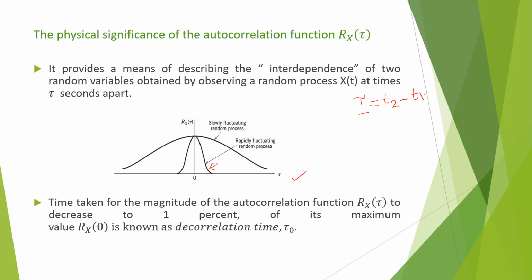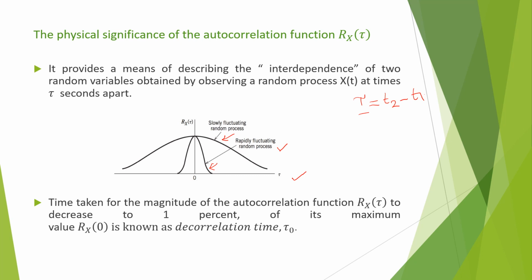From this diagram, in the first curve, the variation in the autocorrelation function is very rapid with respect to tau. Therefore, this is known as a rapidly fluctuating random process. Similarly, in the second curve, with respect to tau, it is slowly varying. That's why this particular curve is known as a slowly fluctuating random process. So this is how we can understand the interdependence of random variables with the idea of the autocorrelation function.